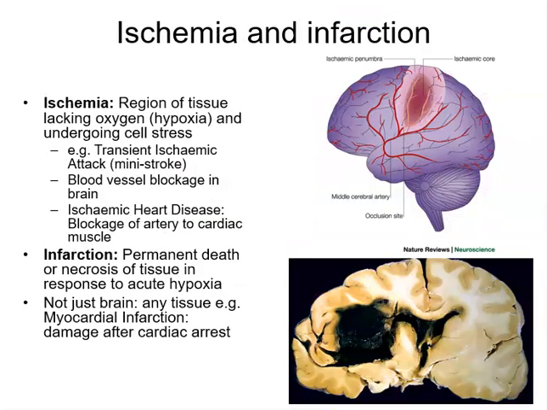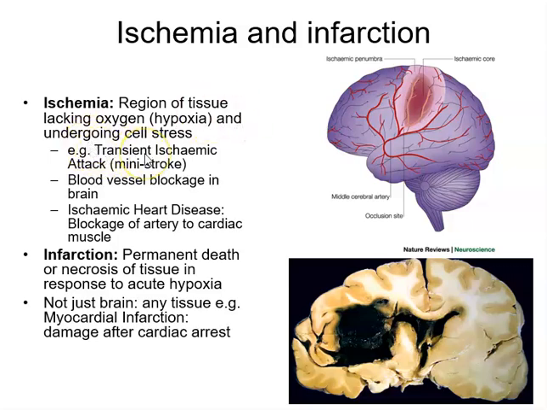Okay, next up is ischemia and infarction, and these two terms are related to each other. Ischemia is a region of tissue which is lacking in oxygen, and we call that hypoxia, and that can result in cells undergoing cell stress and potentially cell death.